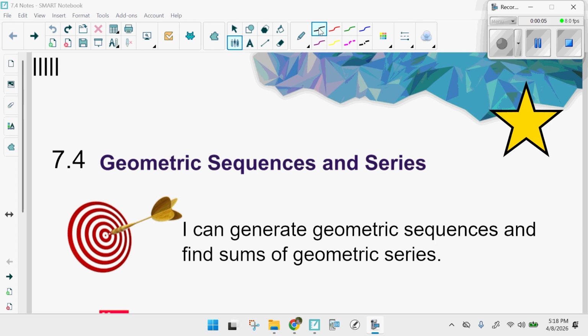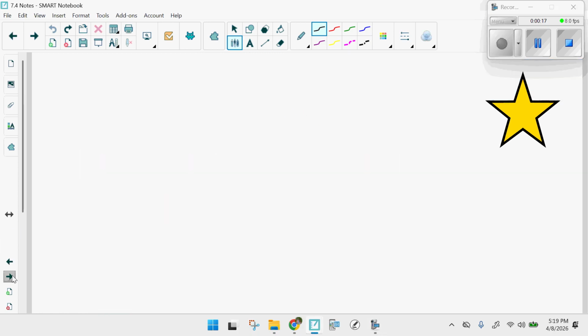Hello, Algebra 2. This is day 1 of 7.4 geometric sequences and series. And today we are going to look at how to write a geometric sequence as a function.